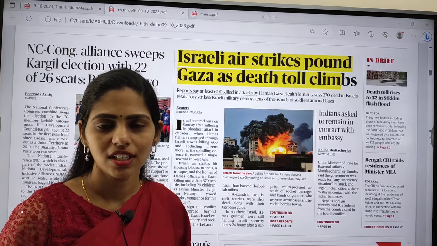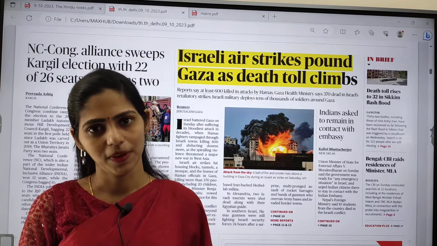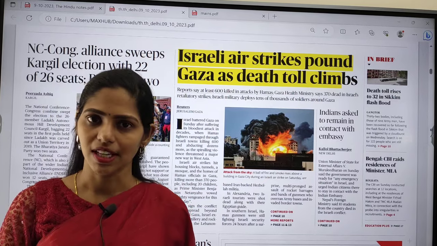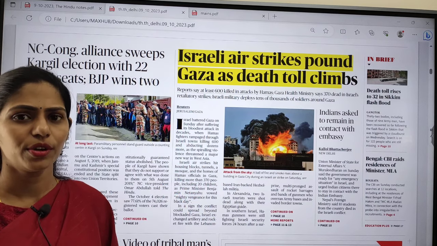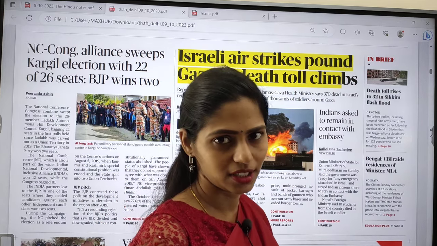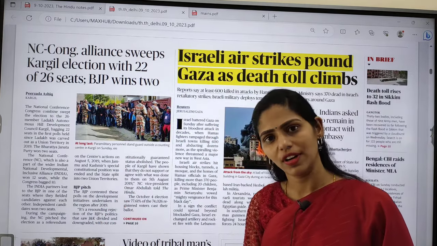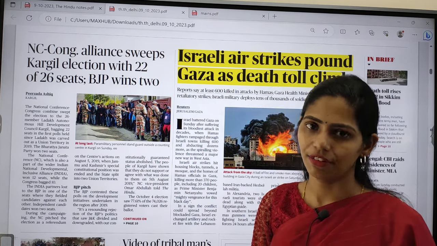Today in this session, we are going to discuss current affairs which are relevant from our UPSC point of view and even from your state public service examination point of view. And if you are preparing for any other competitive examinations, current affairs become a very important crunch. So you have to prepare current affairs. For that, you have to read any one national newspaper every day.